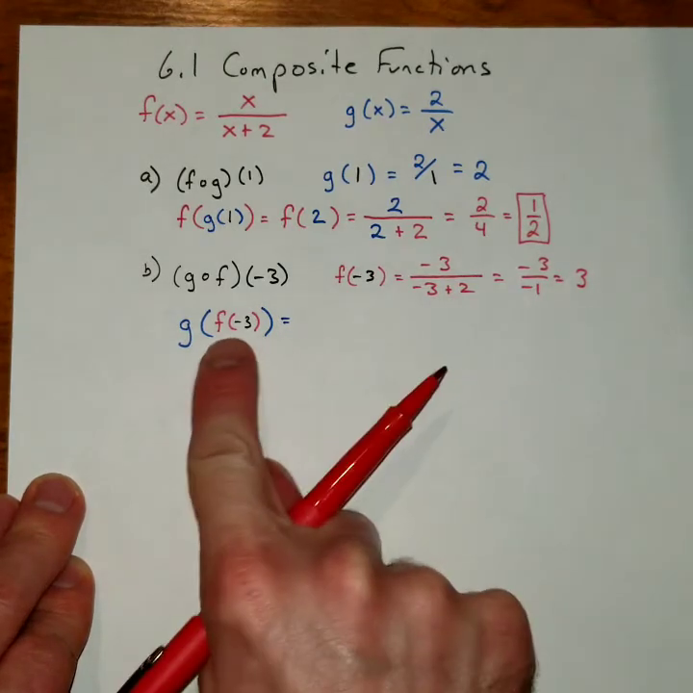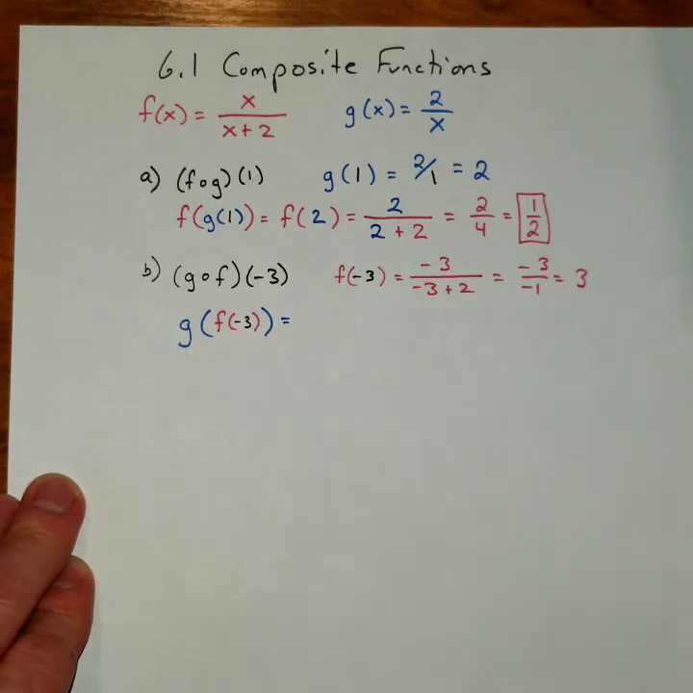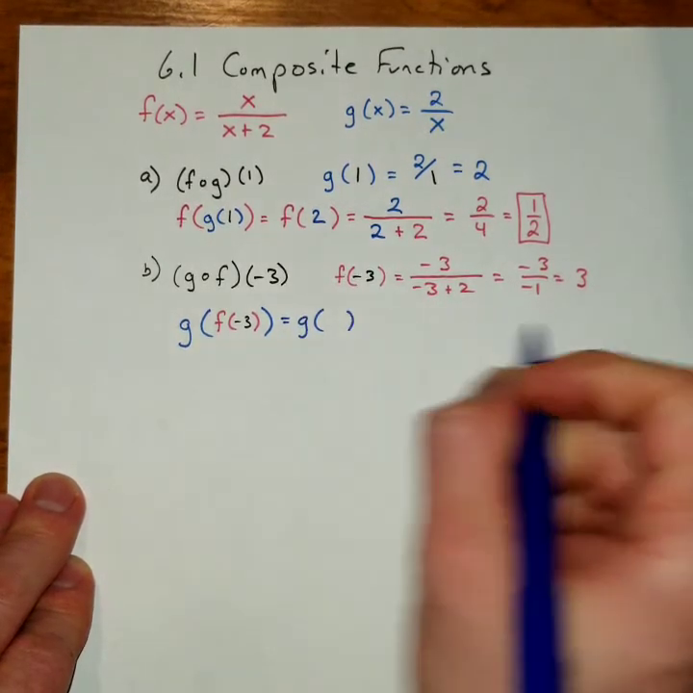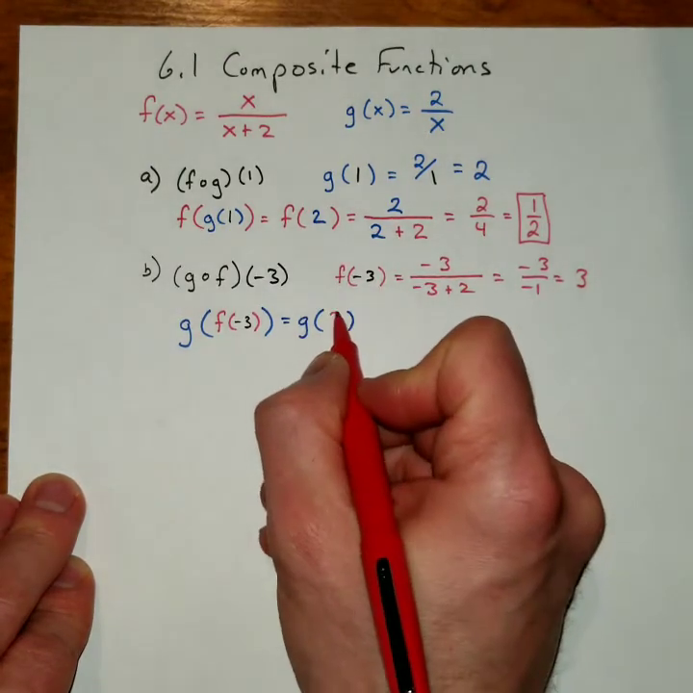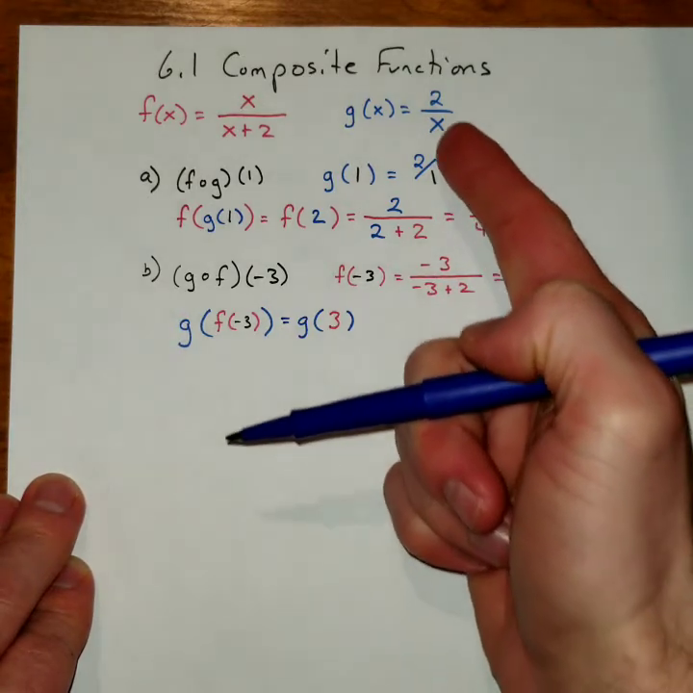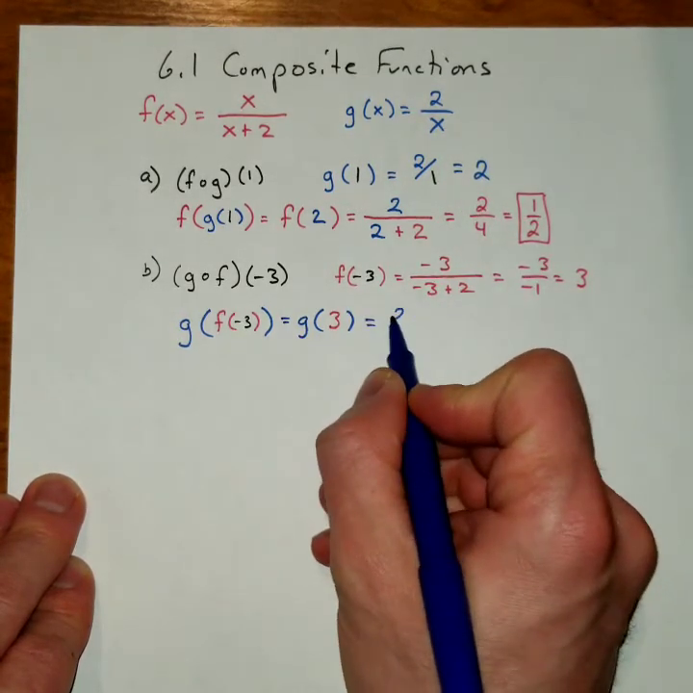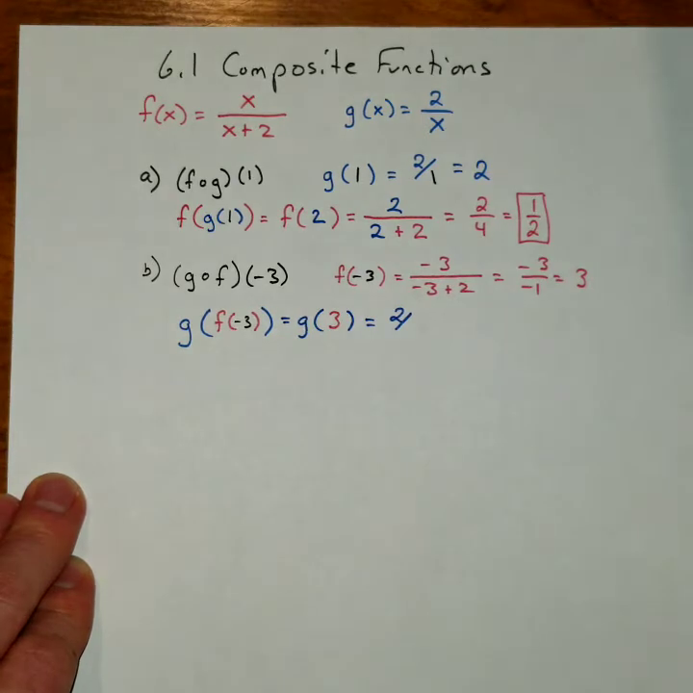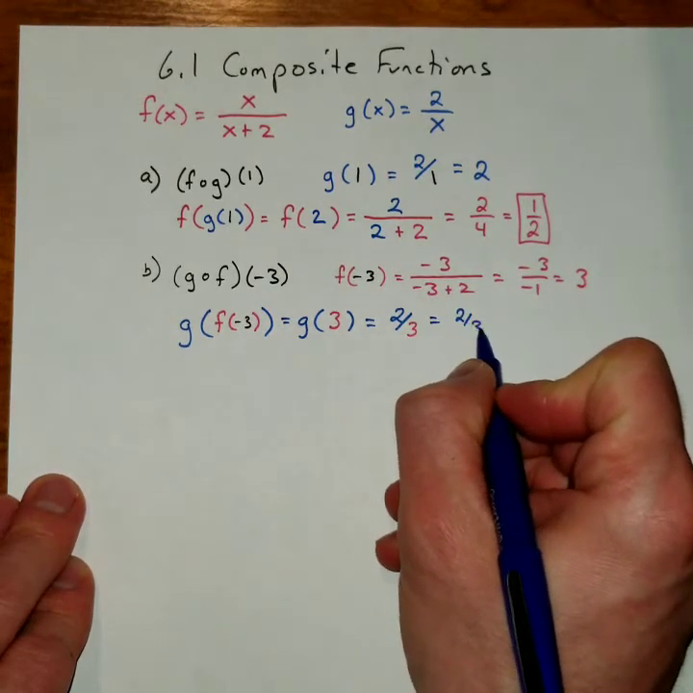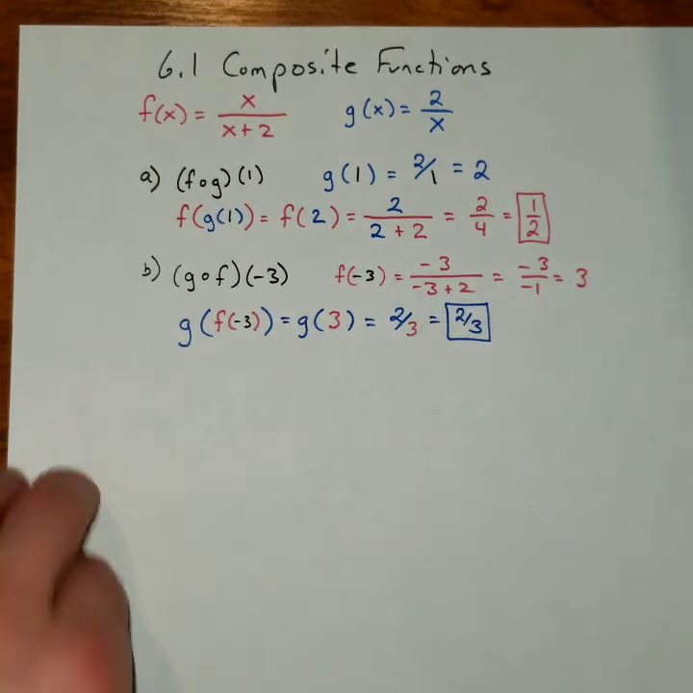That 3 becomes the input into the g function. So we're really looking at g of 3. And when I plug that 3 in to the g function, I'm going to get 2 over 3. Okay, now that really doesn't reduce, so that is the final answer. I'll write it in blue. Represent our final answer of 2/3.